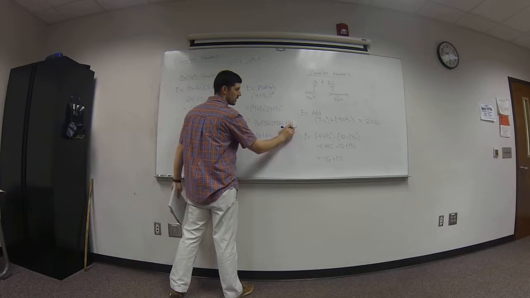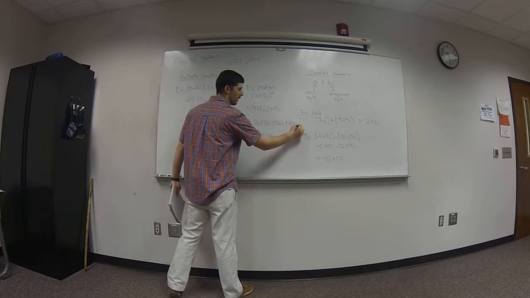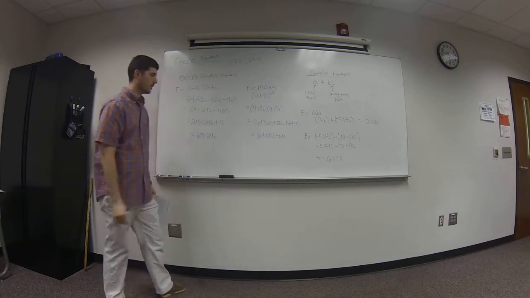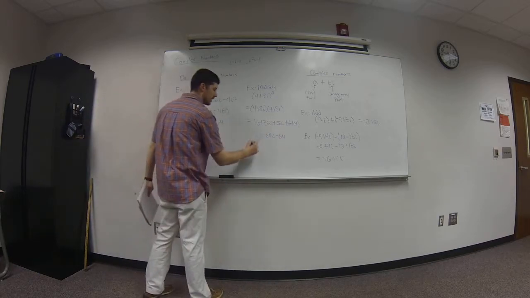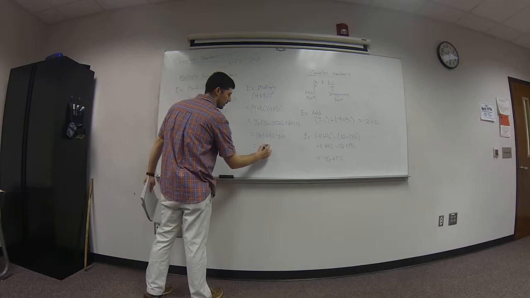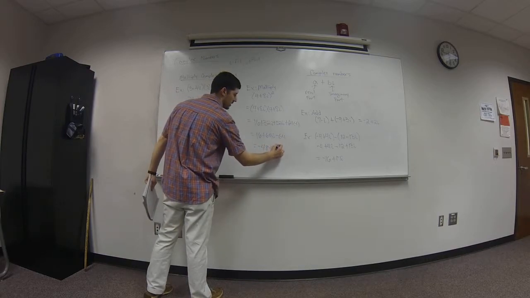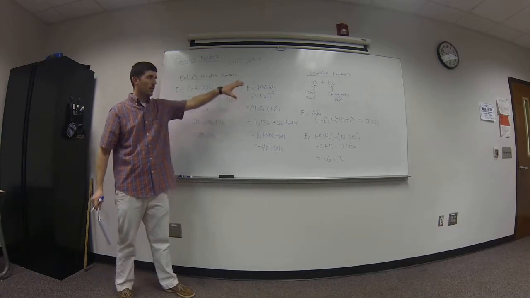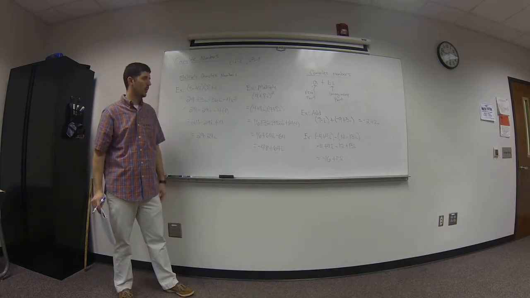So I'm going to replace this i squared with negative 1. So now that becomes minus 64. 16 minus 64 is negative 48 plus 64i. And again, there's our answer in the standard form of a complex number.